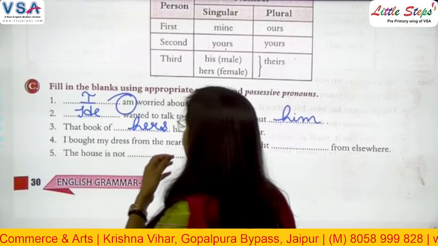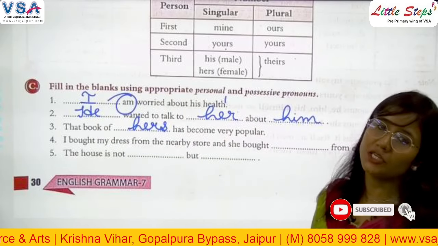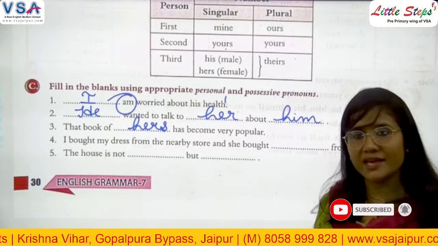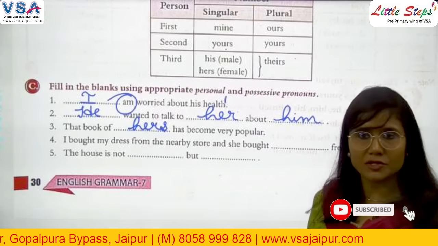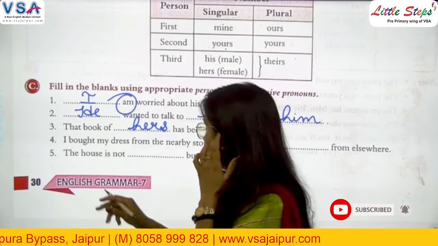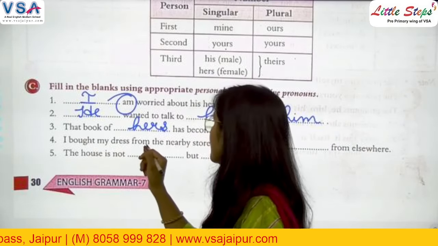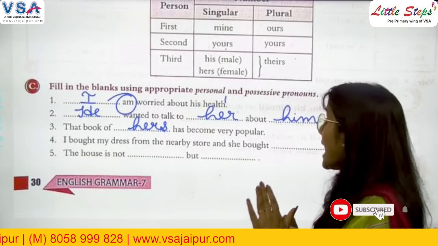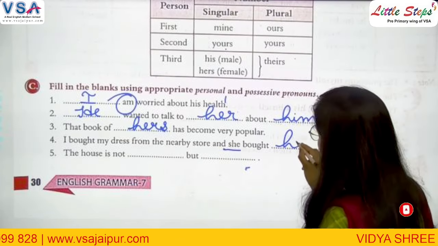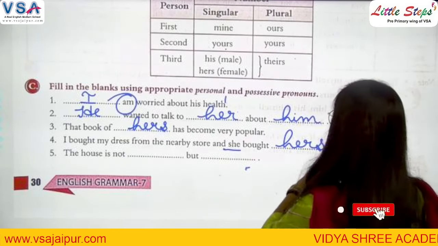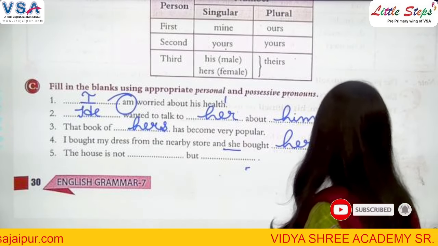You can write here his also, mine also, yours also. If you write yours, that will not be wrong. His also, mine also. I bought my dress from the nearby store. And she. Now what will come here? Because she is here, so hers. She bought hers from elsewhere.